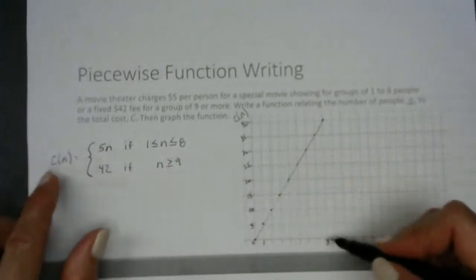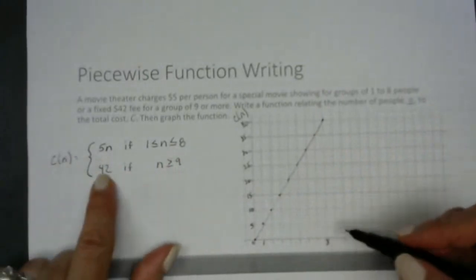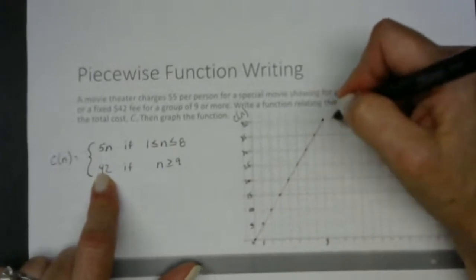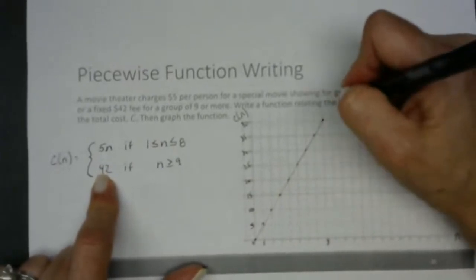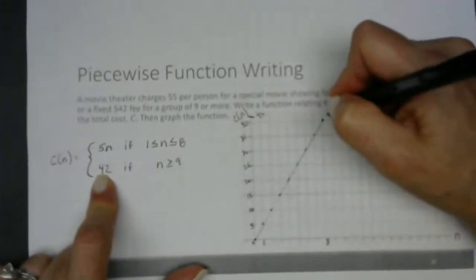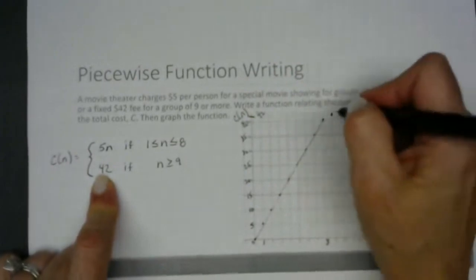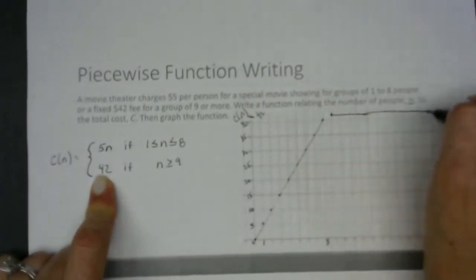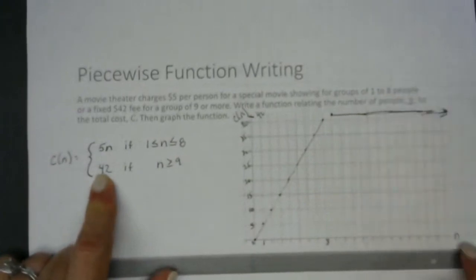But after 8 people, we have a fixed price of only $42. Actually, there's nothing between 8 and 9, so we can't have a piece of a person. So if 42 is right there, the rest of this graph is going to have to do something like this until we reach theater capacity, whatever that is. This must be a straight line. Okay.